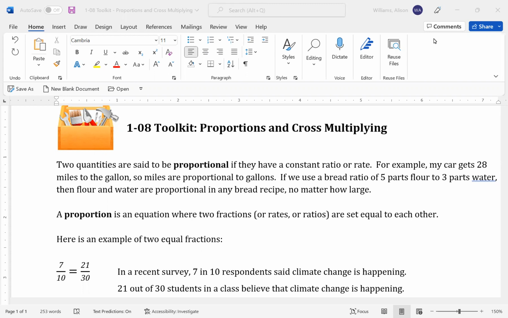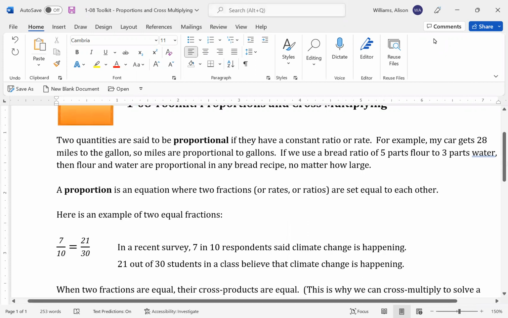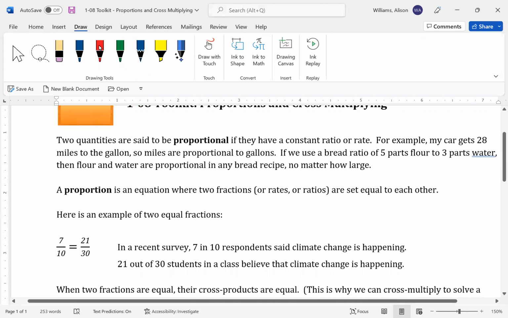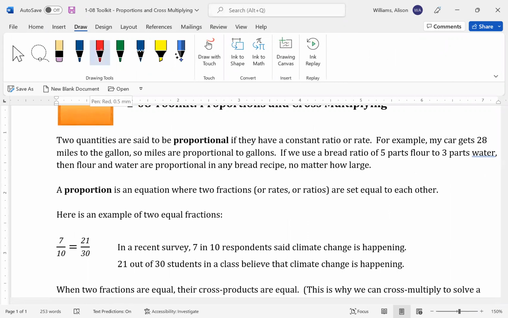proportional rate or ratio. So, for instance, in a recent survey, 7 in 10, or in a class, 21 out of 30 students believe that climate change is happening. So, these are proportional. And the reason they're proportional is I can look at these two fractions. When we were looking at rates and ratios earlier, I could see that they have scaled by 3, right? They multiplied by 3 on top and bottom.